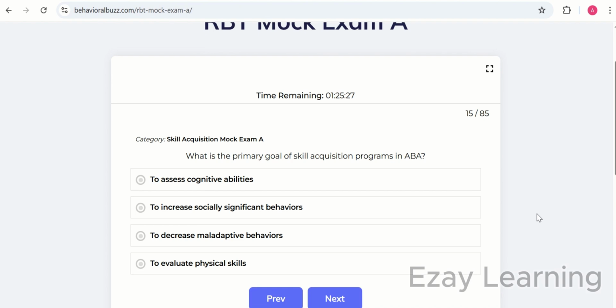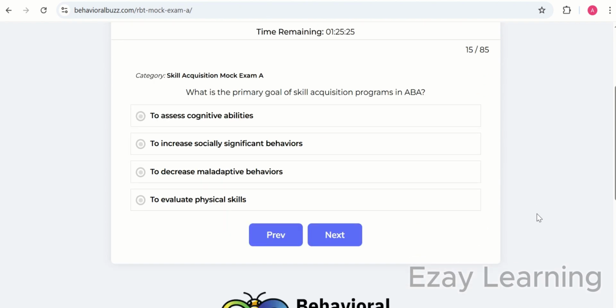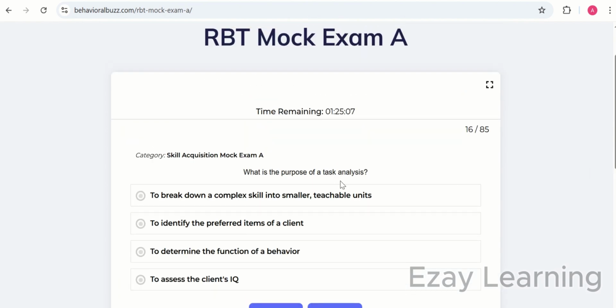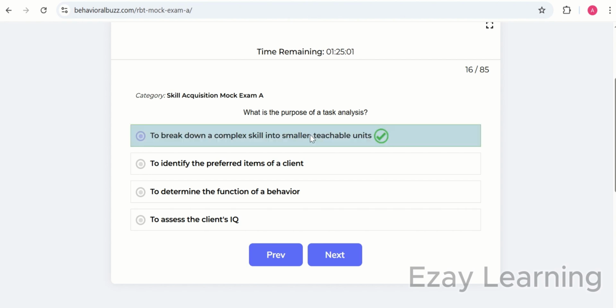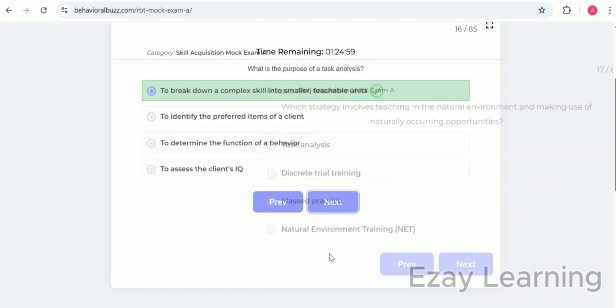What is the primary goal of skill acquisition programs in ABA? Skill acquisition, so the goal is to increase socially significant behaviors, to get any skills, to increase socially significant behavior. What is the purpose of task analysis? Same answer, to break down a complex skill into smaller teachable units.